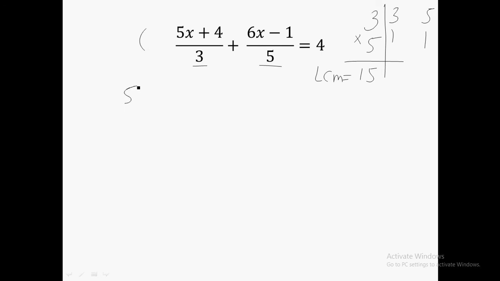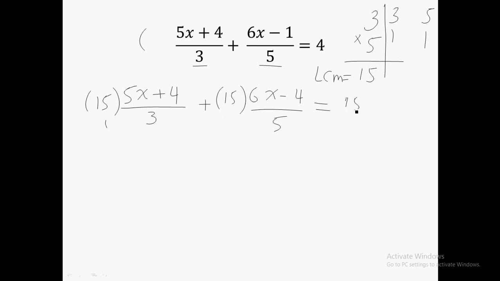So write again 5x plus 4 divided by 3. We multiply here by 15, which is the LCM, plus 6x minus 4 divided by 5. We multiply here by 15, and also 15 times 4. This 15 can be multiplied into those three parts: first part, second part, and the third part. We have to multiply into the new LCM, right?